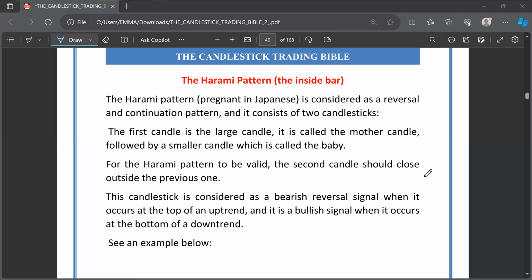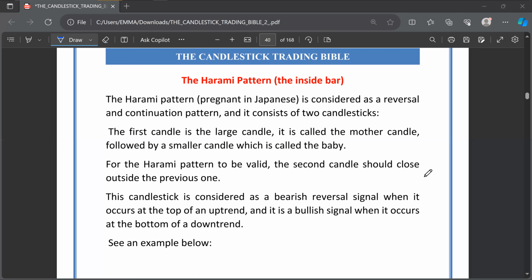The Harami means that you are inside. You are fully engulfed, surrounded, within the previous candle. You are covered by that. As simple as that. So that is the Harami. We have two types, bullish or bearish. So let's have a general idea.